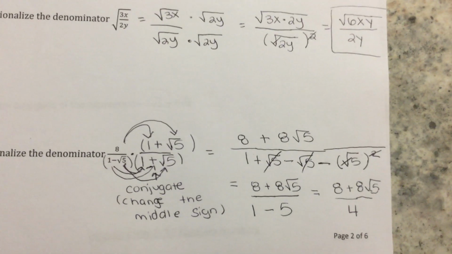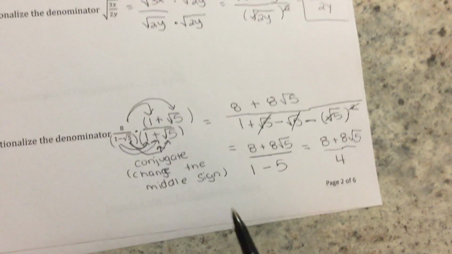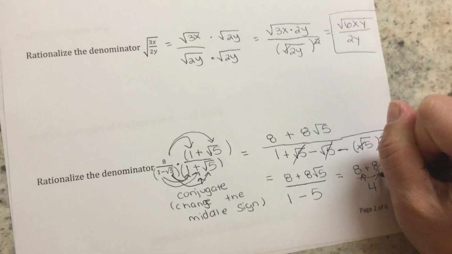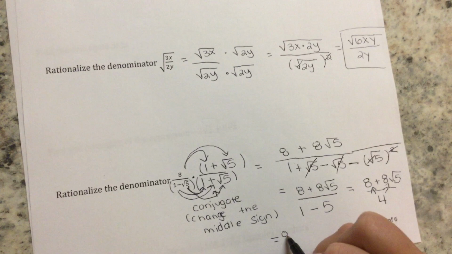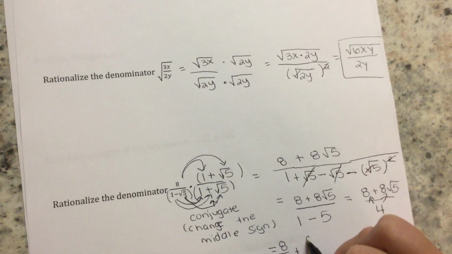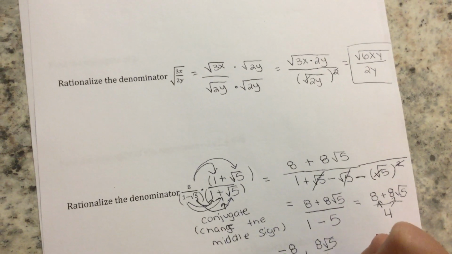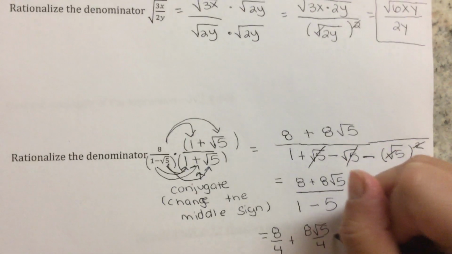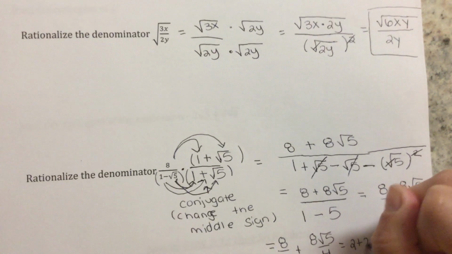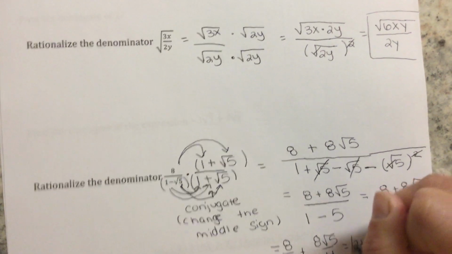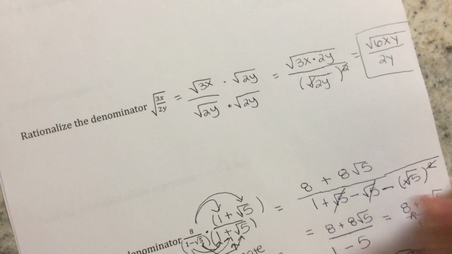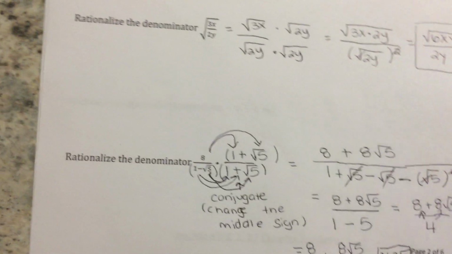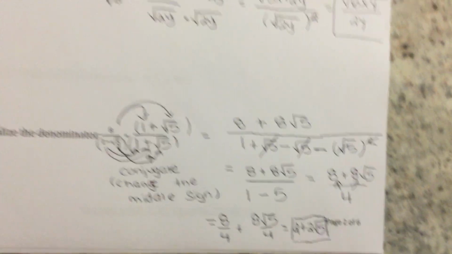All right, last but not least, I'm dividing this whole fraction by 4. So this 8 gets divided by 4 and this term gets divided by 4. So I can rewrite that as 8 divided by 4 plus 8 square roots of 5 divided by 4. 8 divided by 4 is 2, so I'm left with 2 plus 2 square roots of 5. Okay, so that's my final answer.